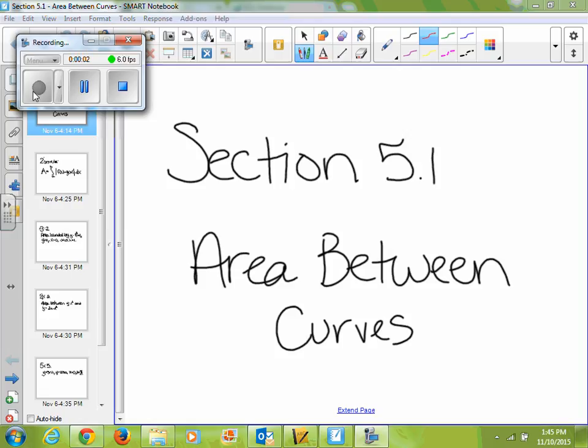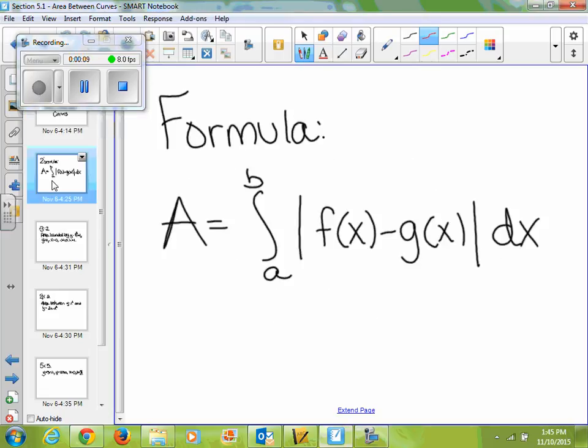Alright, so we're going to look at section 5.1, which is finding the area in between curves. So we'll start with the formula to find the area in between curves.